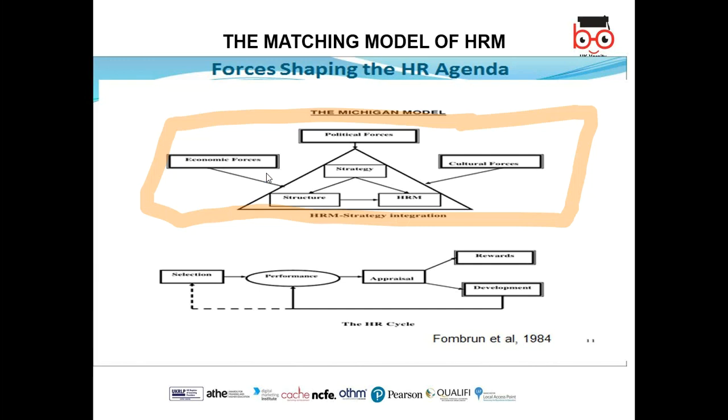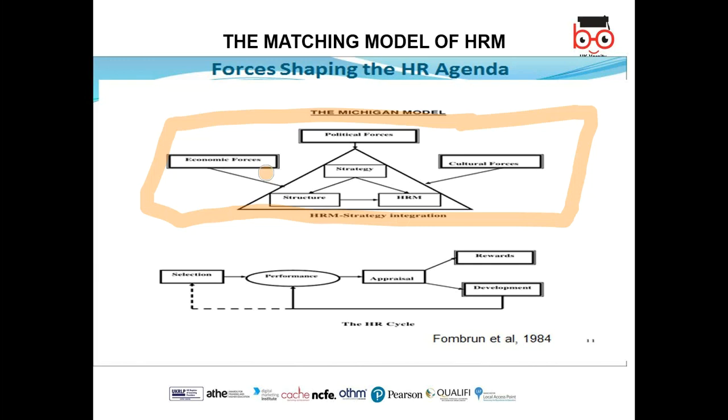So the first point from this model is you need to match your external environment, political, economic, and cultural forces, to your internal environment. And three key things you need to match there. Your structure must be one that fits your external environment. Your strategy as a company must be one that fits your external environment. And then your HRM must be one that fits your external environment, right? So the way we do HRM in Sudan or in a booming economy will be different from the way we do it in India in an economic recession.